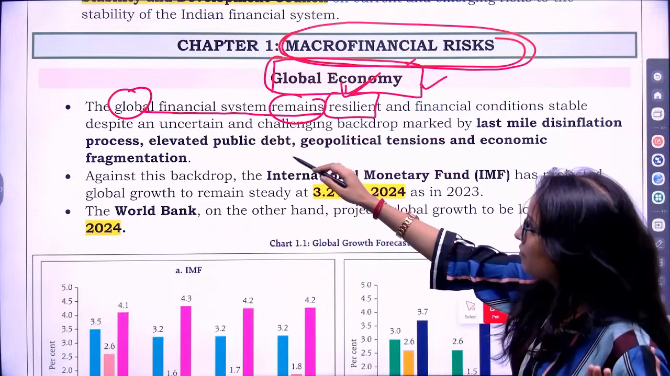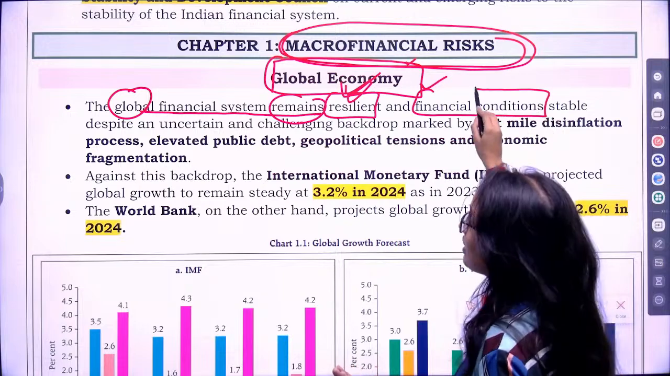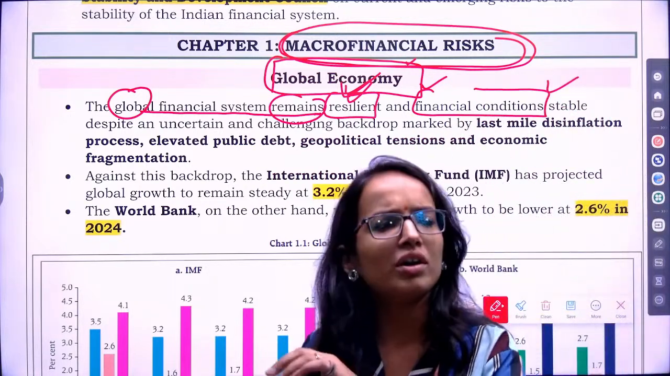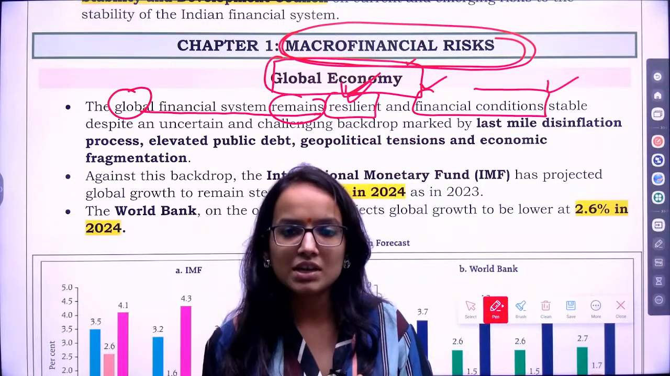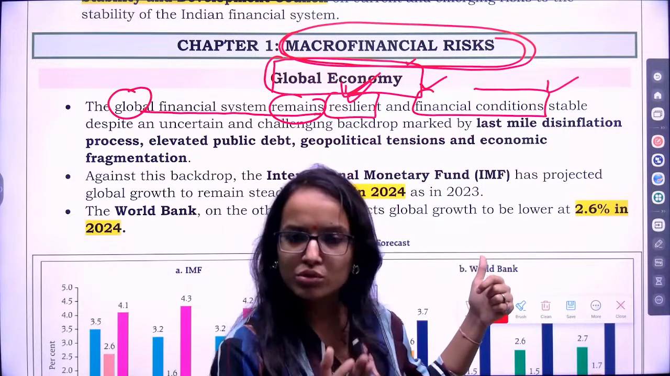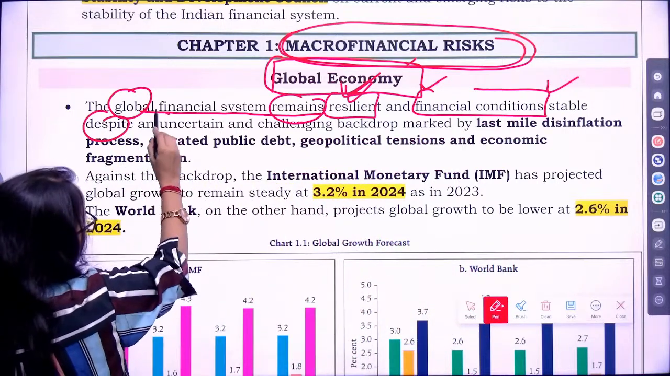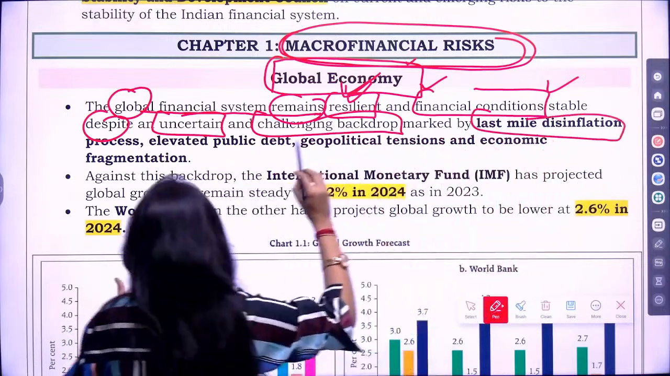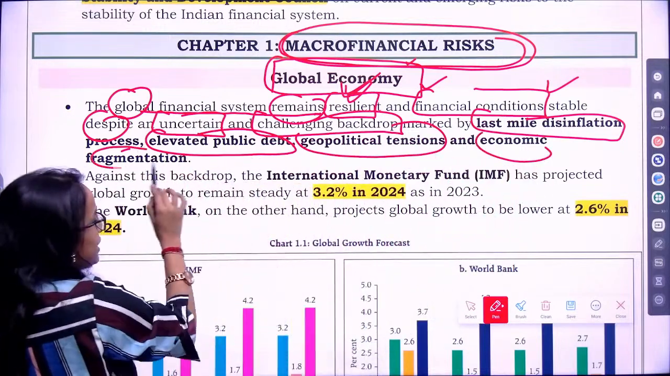So at the global level, the financial system has remained resilient and financial conditions stable. This report is saying financial conditions are stable, and we will go through all the indicators. You will understand on what basis we are concluding that this has been a stability trend. We will do all those macro financial indicators. It has been stable despite an uncertain and challenging backdrop marked by the last mile disinflation process, elevated public debt, geopolitical tensions, and economic fragmentation.